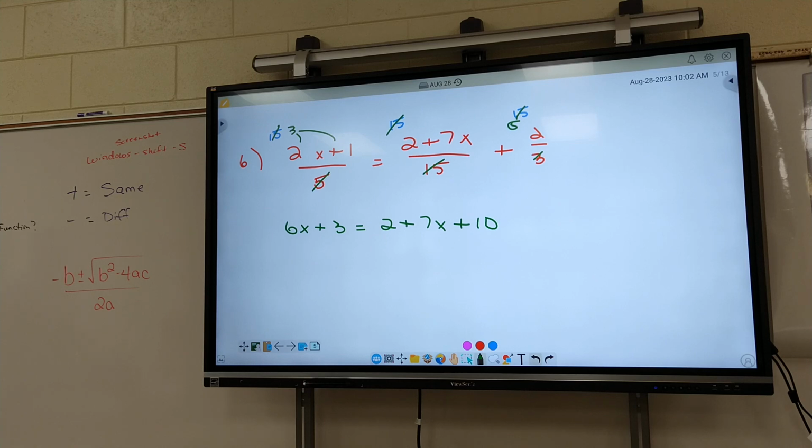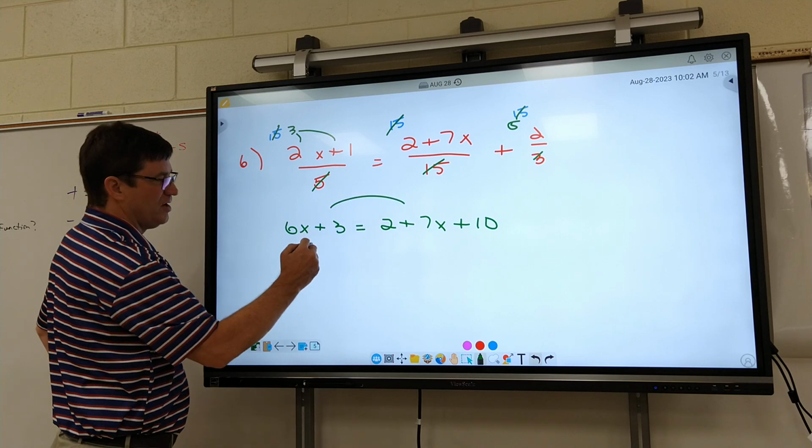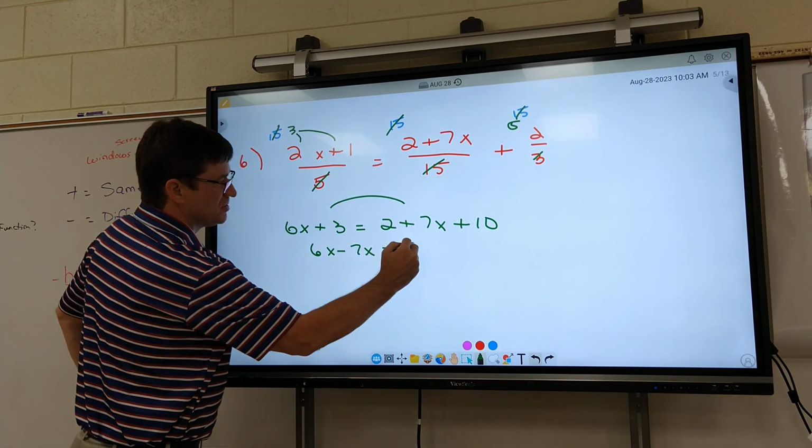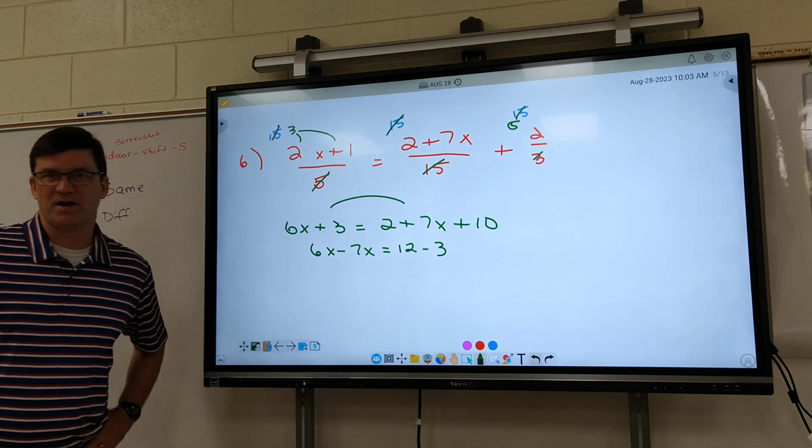All right, so can we do quadratic formula on this one? No, we cannot. Why not? Because it doesn't have an x squared, so what do I have to do instead? Just combine like terms. All right, I'm going to take this 7x and move it over here. It'll be 6x minus 7x. It'll be 12 minus 3. Finish it from there, see what you get.